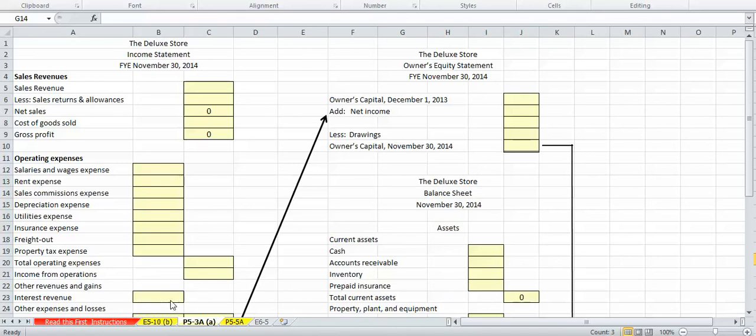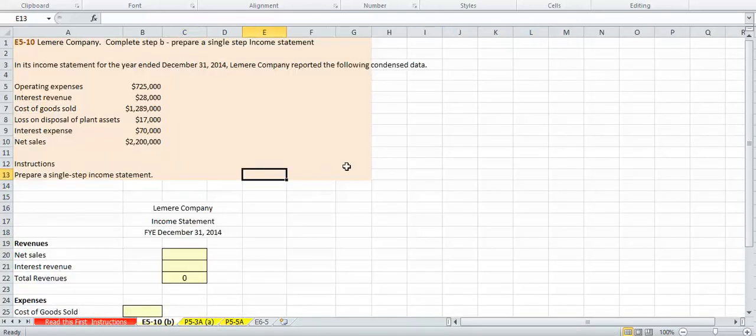And the first problem, E510, again, it was a simple one. So look at learning objective 5, chapter 5, illustration 5-15. Any questions, just let me know.